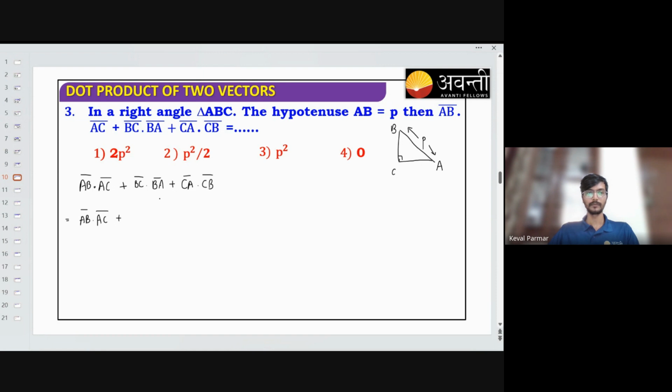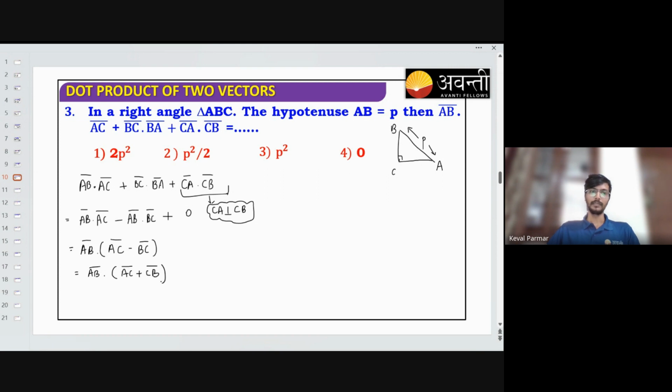I can turn this around, I can write minus of AB vector dot BC vector plus zero. Why do I write this as zero? Because CA is perpendicular to CB, that means their dot product will be zero. Now let me take AB vector common, I will get AC vector minus BC vector. So AB vector dot, this I can write AC vector plus CB vector. Now, what does triangle law state? AC plus CB is AB. And what is dot product of a vector with itself? It is AB square. And what is AB? AB is equal to P. So my answer is P square, which is my option number 3.